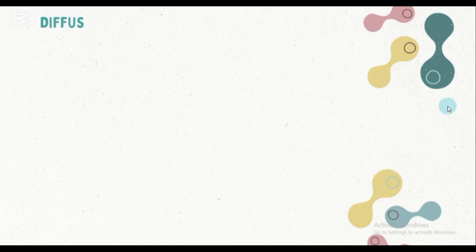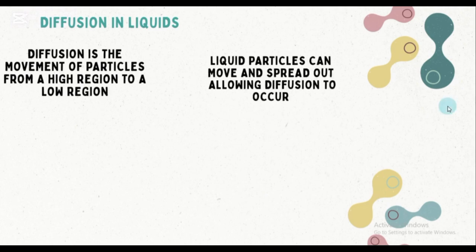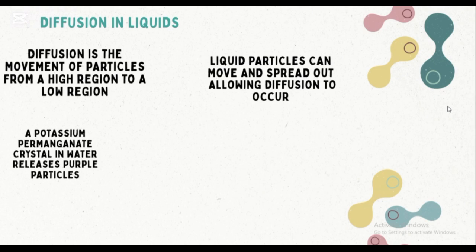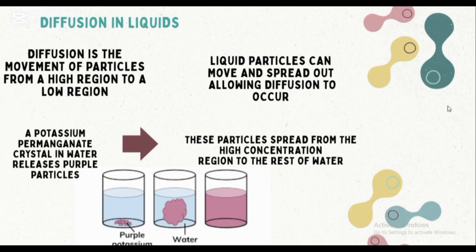Lastly, we are going to talk about diffusion in liquids. First, we need to state or define the term diffusion. Diffusion is the movement of particles from a highly concentrated region to a lowly concentrated region. Liquid particles can move and spread out, allowing diffusion to occur. We are going to show this by using potassium permanganate and placing it in water. After a while, all the particles will have spread throughout the water and will change color to purple, as shown in this image. This shows that particles are always in motion.